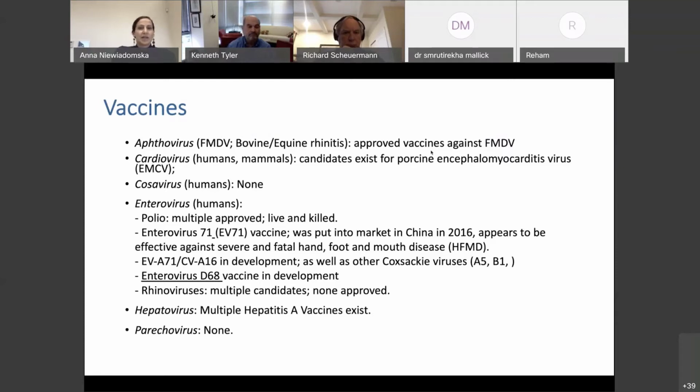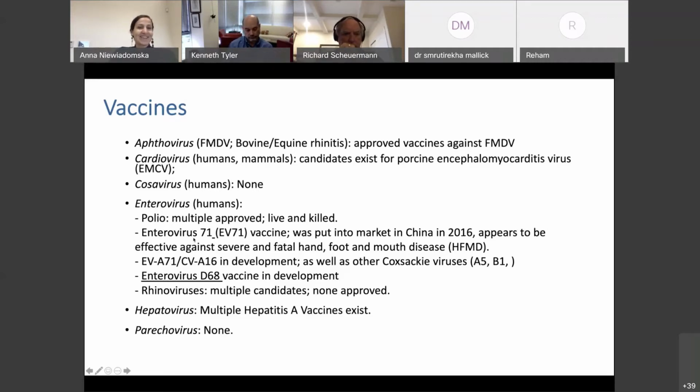Candidates exist for some cardiovirus species, but again, these haven't been approved, and this is for porcine encephalomyocarditis virus in pigs. There are none for Cosavirus and none for Pericovirus. There are quite a few that either have been developed or are in development for Enteroviruses. Again, famously, the polio vaccine is well known, and most of us have hopefully had it.